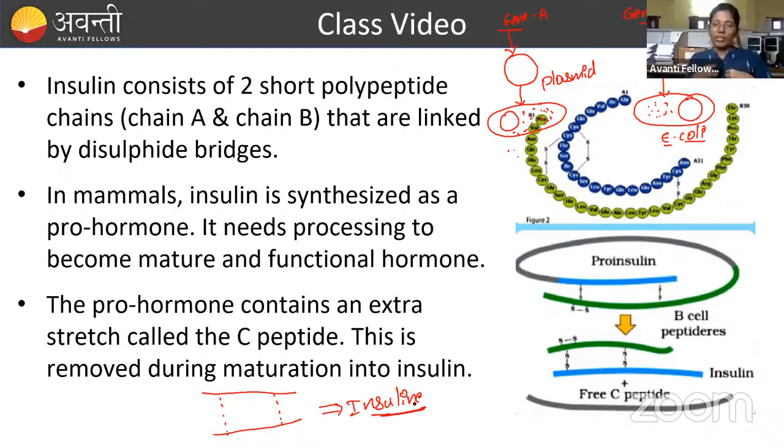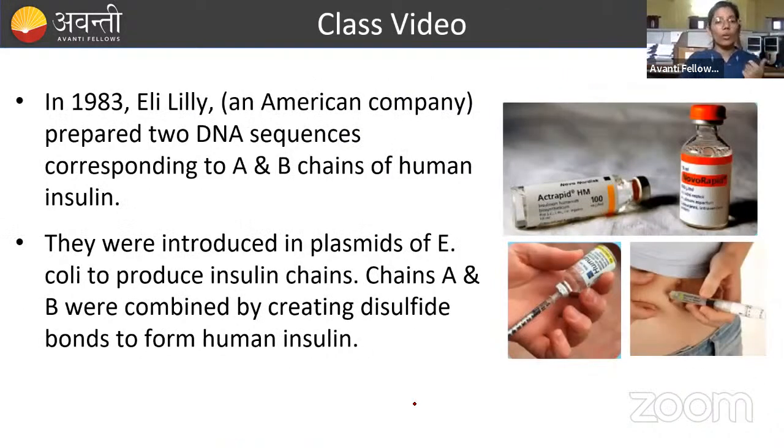So from the human itself, we have extracted a gene which is going to produce chain A, and we have also extracted a gene which is going to produce chain B. We have introduced both of the genes into separate plasmids, and these plasmids have been introduced into the bacteria. Now this bacteria is going to produce chain A and chain B. Take those chain A and chain B and make them create a bond. Now we have got an insulin, and we go for testing and then marketing. That's it. So this is how we got it.